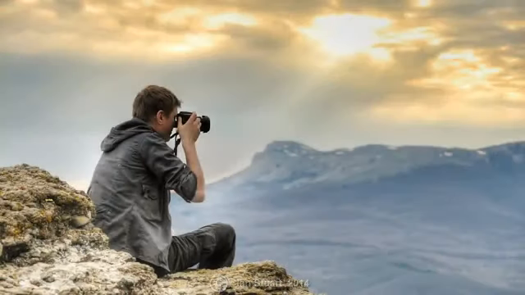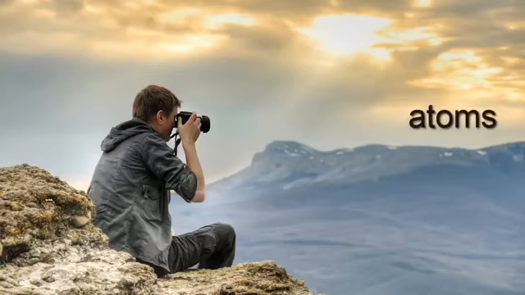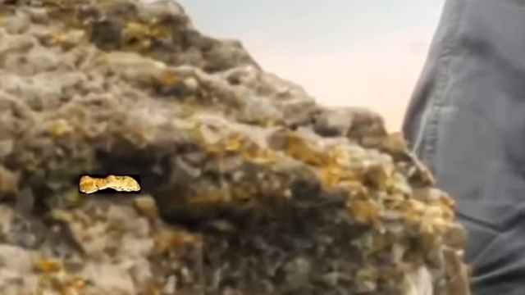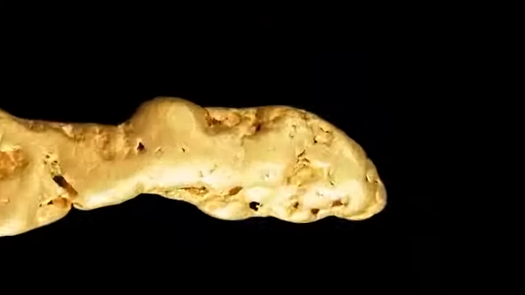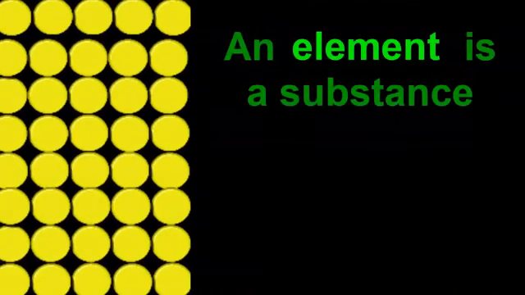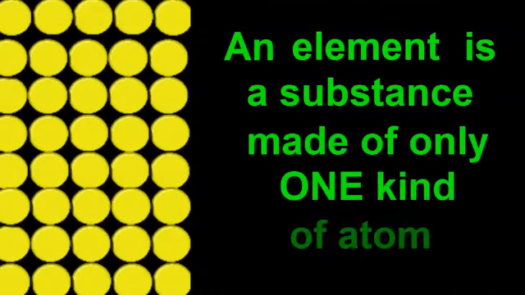In the first video we saw that all the things in the world are made of incredibly tiny particles called atoms, and also that there are 92 different kinds of them. Most things have more than one kind of atom in them, but this nugget of pure gold contains only gold atoms. So we call it an element. An element is a substance made of only one kind of atom.